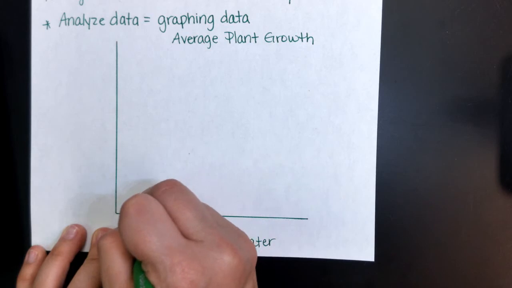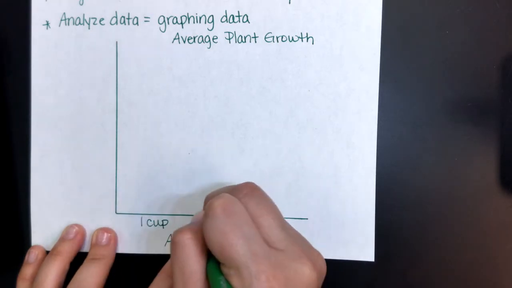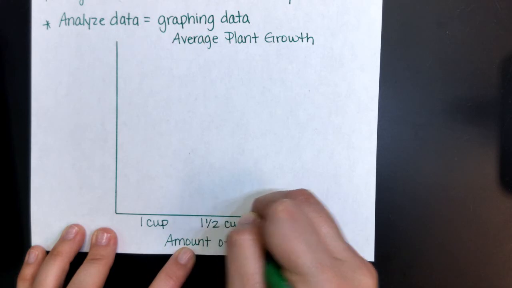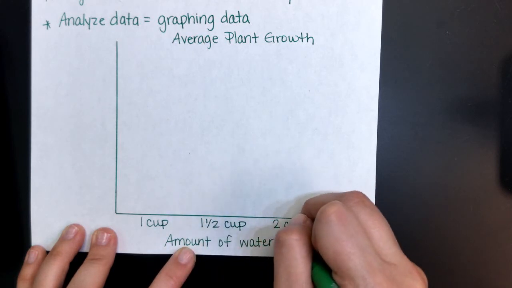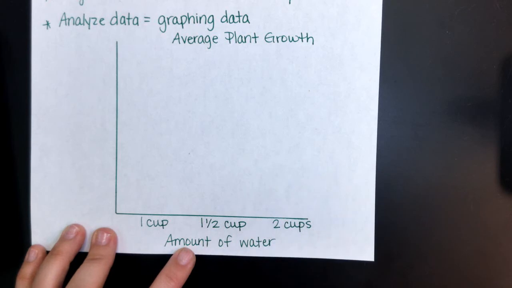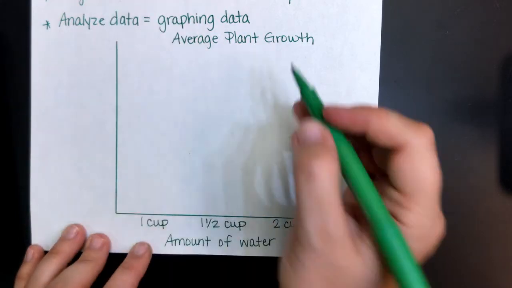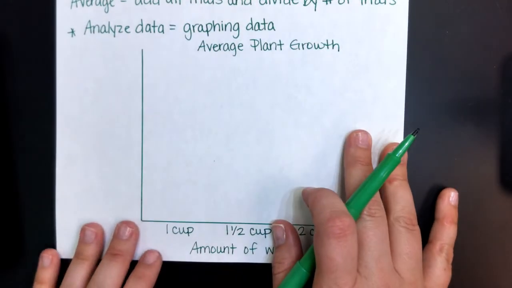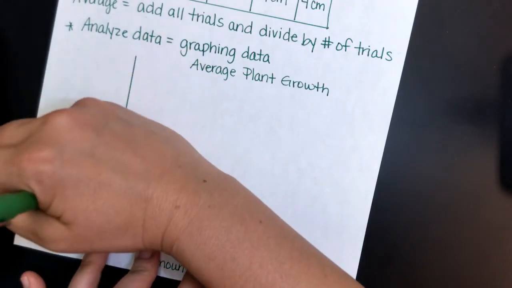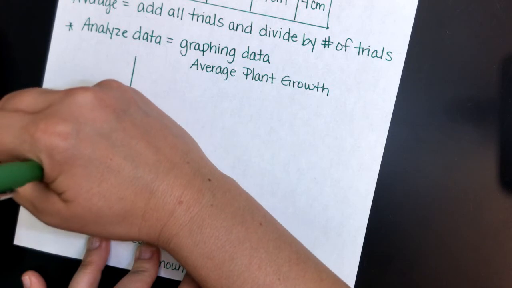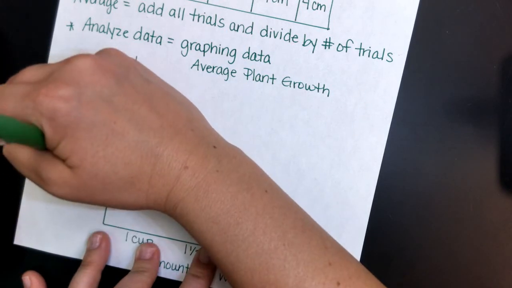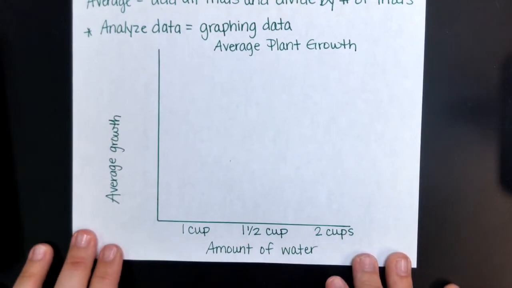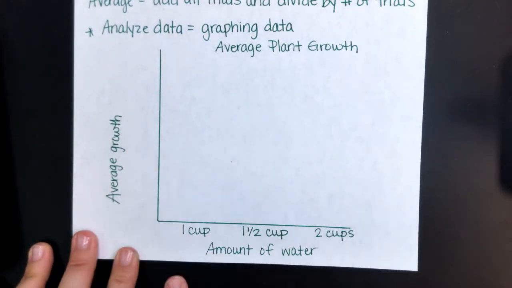Okay, down here I'm going to put amount of water. Okay, so I have 1 cup, I have 1.5 cup, and I have 2 cups. Okay, now over here, I'm going to graph the average. Okay, so on my label, I'm going to put average growth.